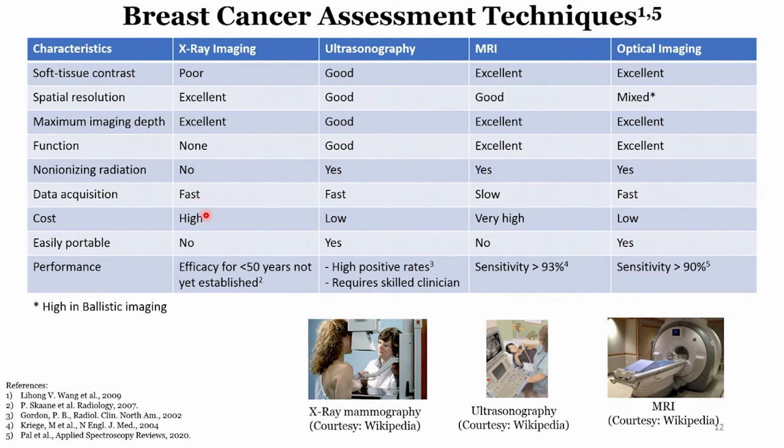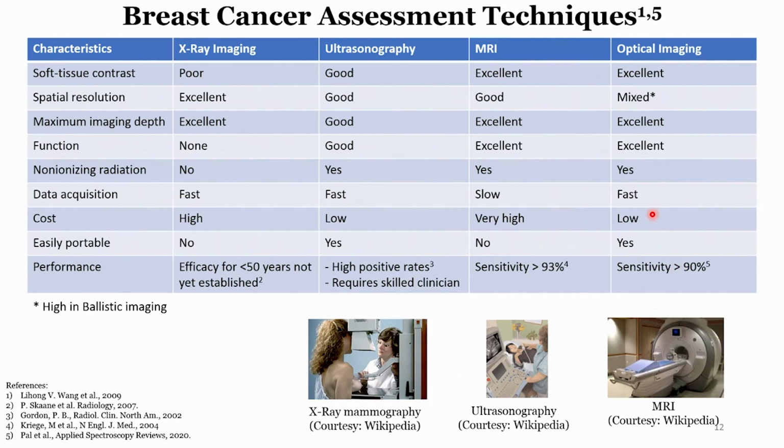Cost is very high for X-ray mammography. The dimension is also very high, so it reduces the portability. In the case of ultrasonography, the cost is low and it is still portable. In MRI, the cost is very high and it is not portable because the dimension, as you can see on the right side, is huge.